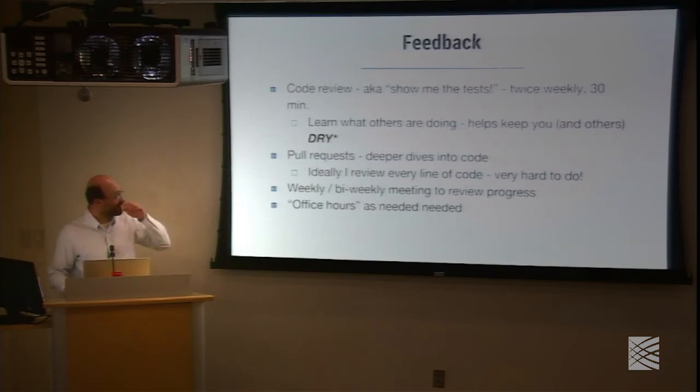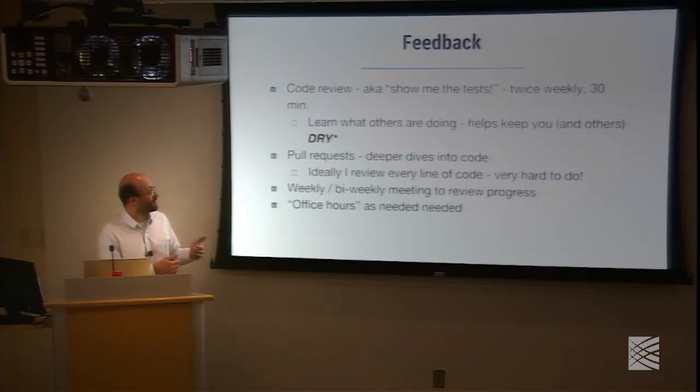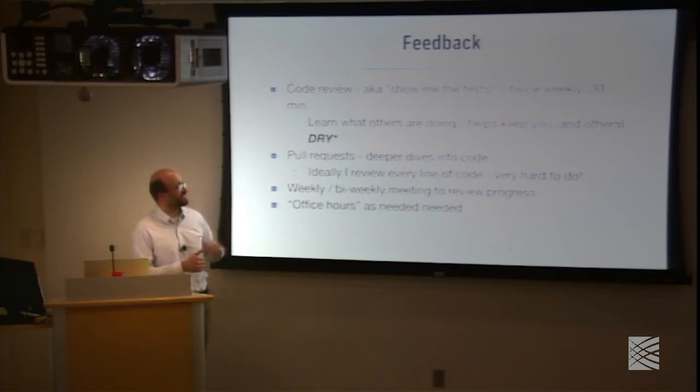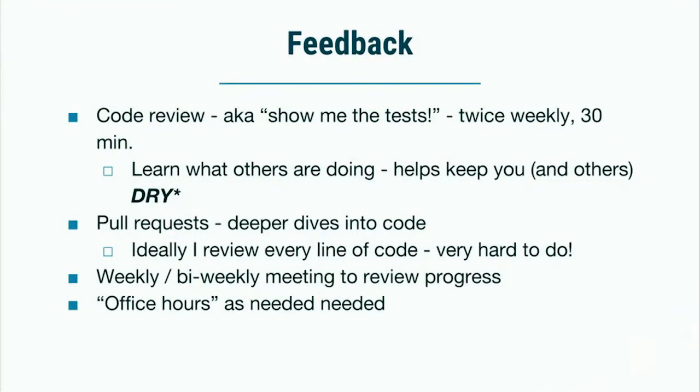Pull requests, as we talked about a little bit here, I hadn't thought about it for quick feedback. These usually are for deeper dives into the code. Ideally, I would like to review every line of code at least once for an ACB to give them a very deep, in-depth overview of my philosophy on how to write it, good or bad, take it or leave it. But it's hard to do. That's very time consuming, and I will admit I have fallen behind many times on this, and it's a struggle. But I think it's very valuable.